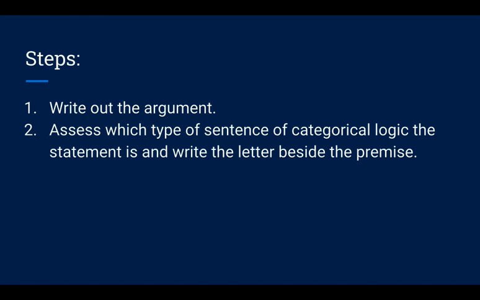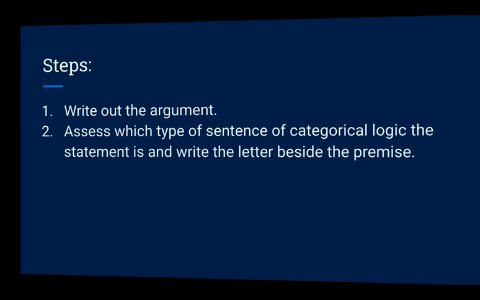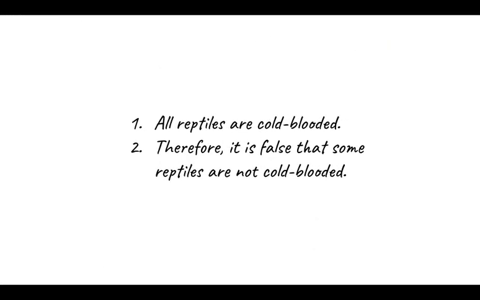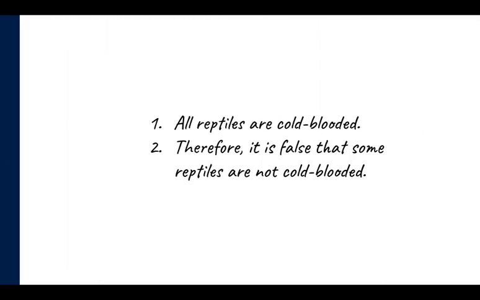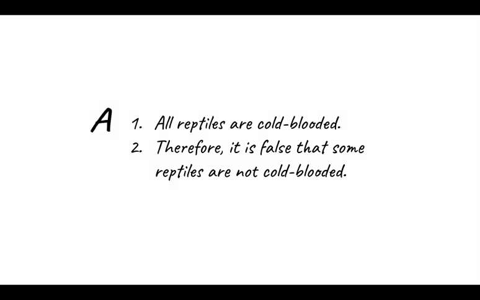Step 2. Assess which type of sentence of categorical logic the statement is, and write the letter beside the premise and conclusion. We go back here to our argument, and we see that the premise, all reptiles are cold-blooded, that's just an A-type sentence. So, just so you can confirm, all F are G, that's what it says. It's an A-type sentence. Very good. And as for the conclusion, the categorical part of it, some reptiles are not cold-blooded, you can tell that that's an O-type sentence. And we label them and leave it at that. Okay, let's move on.